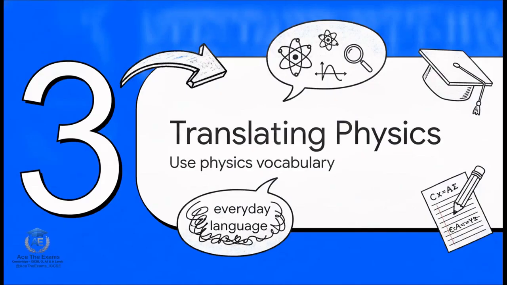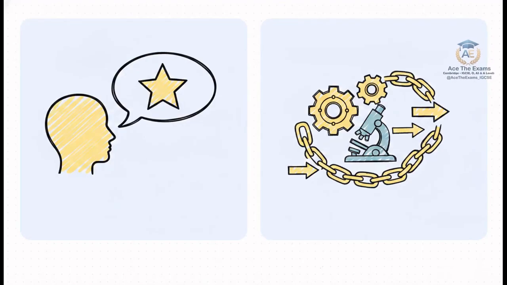Section 3. Translating the physics. Let's talk about the specific vocabulary you need to be using. Look, knowing the concepts in your head is really only half the battle. The other half is actually communicating them in the specific dialect of a Cambridge examiner. So often, I see students who understand a concept perfectly well, but when they go to write it down, they use everyday colloquial language. And everyday language is a massive trap because it's vague and relies on isolated facts.